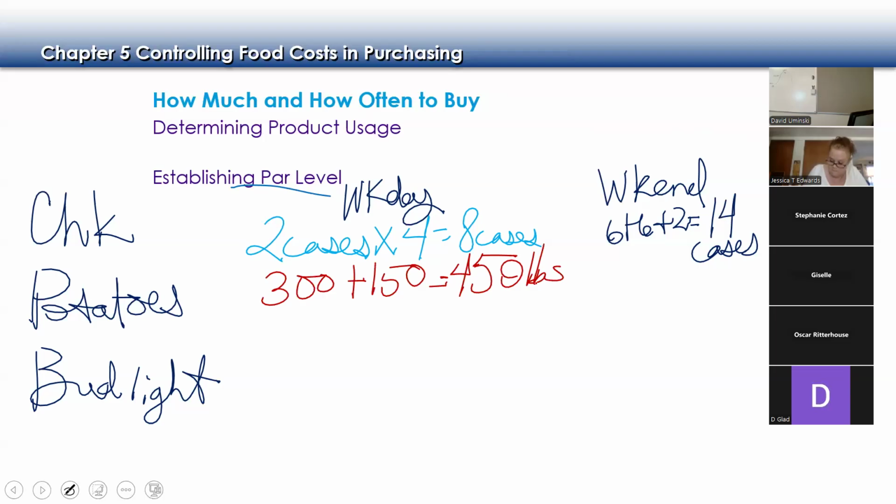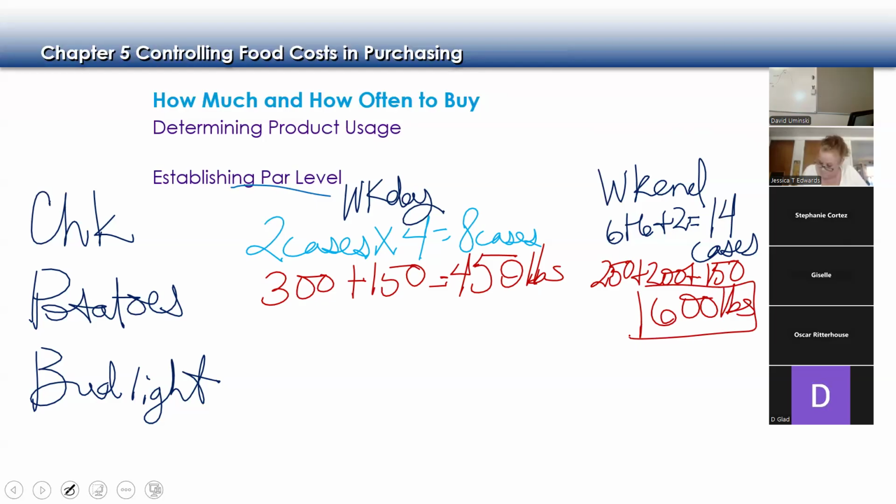And then for my weekend, Friday, Saturday, Sunday, we have 250 plus 200 plus 150. So that's 600. So 600 pounds is my par for the weekend. So when that truck drives away, I want to make sure I have 600 pounds of potatoes on hand.